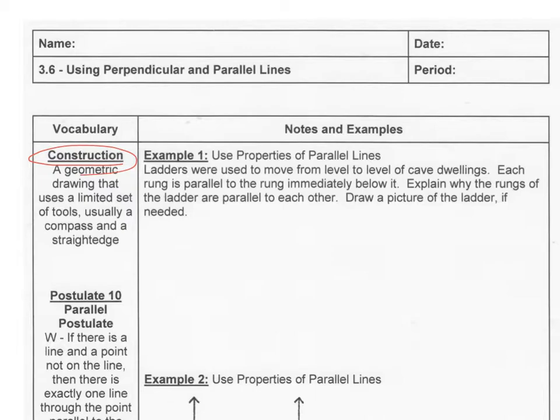A compass is one of those figures that has a point and a pencil, and you can draw circles and things like that. You may have used them in the past. All right, a straight edge is just like a ruler.